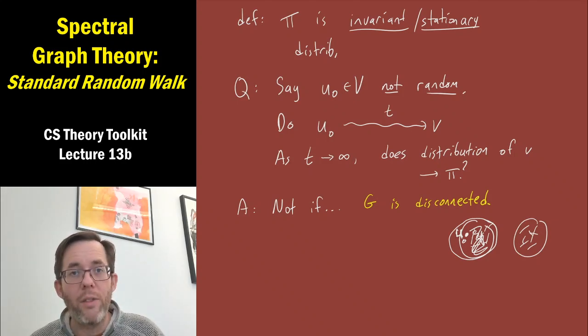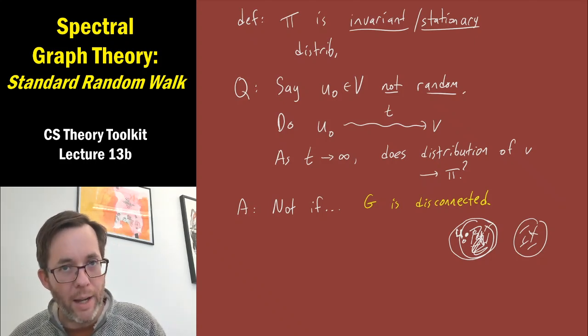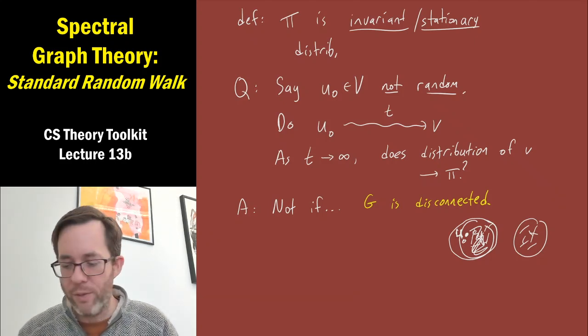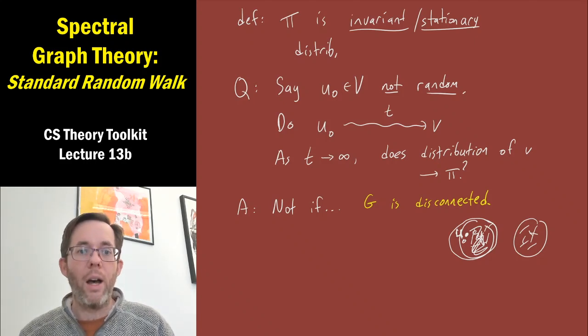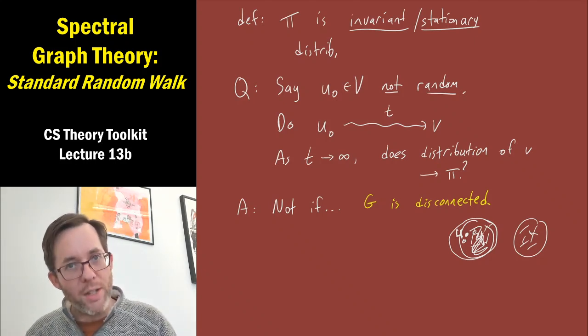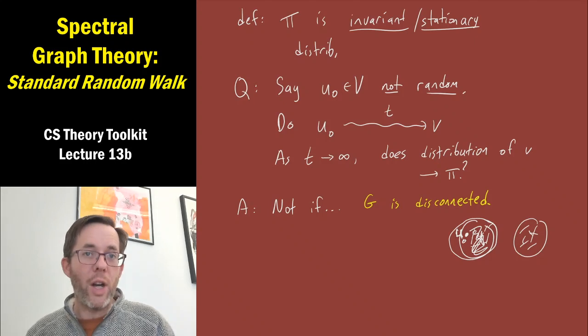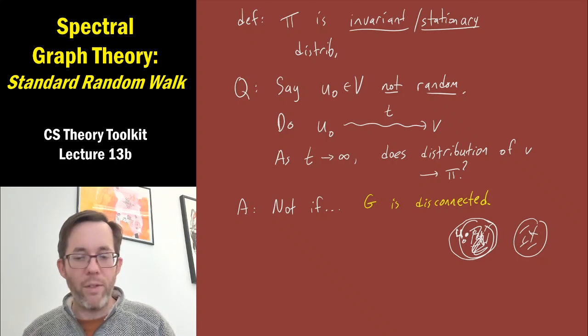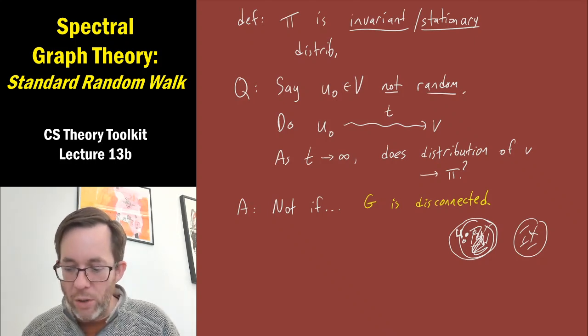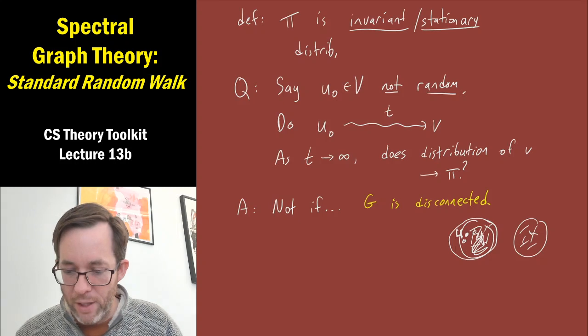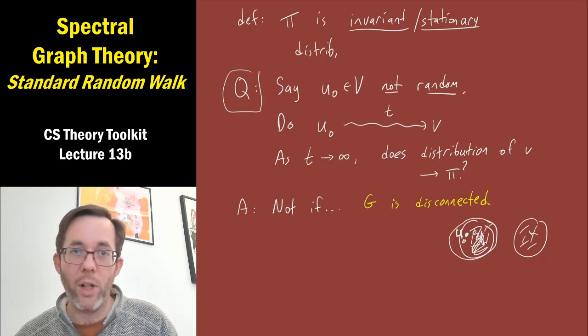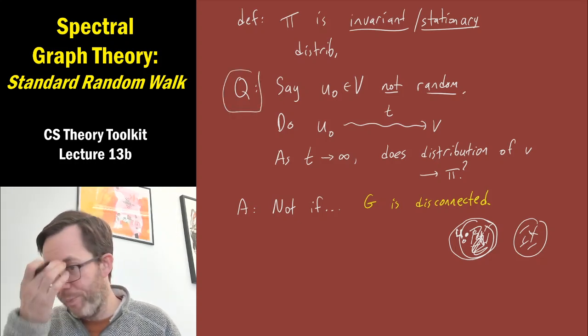Notice, on the other hand, though, that if u0, the initial point, is itself chosen from pi, then it has a 50% chance, if these are equal sized parts, of starting on the left side, a 50% chance starting on the right side. And so it is true, actually, in that case, that your final vertex is equally likely to be any of the vertices. But yes, in general, if you have a disconnected graph, this hope, suggested by the question, has a negative answer.